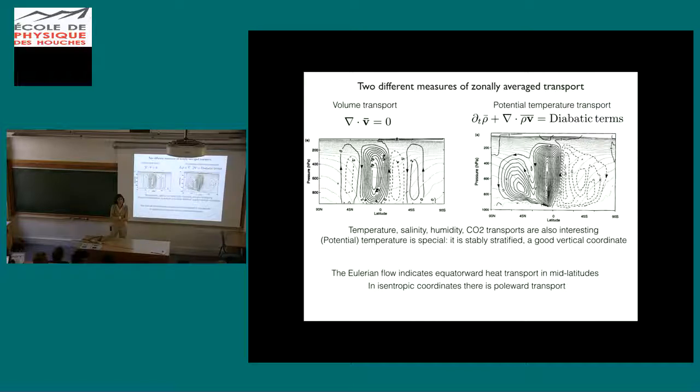I have two questions. One is, does it mean that the volume is transported equatorward in the mid latitudes, but the tracers are transported poleward? Correct.